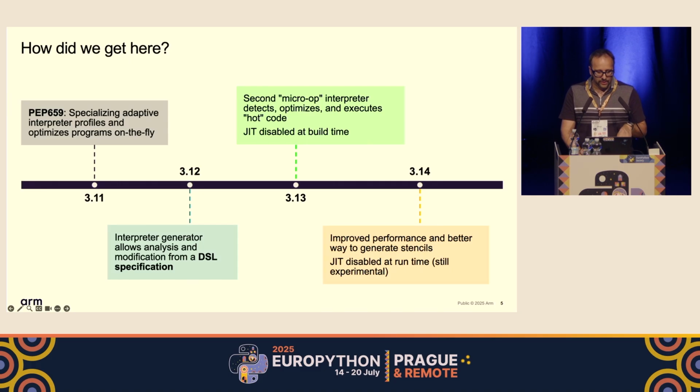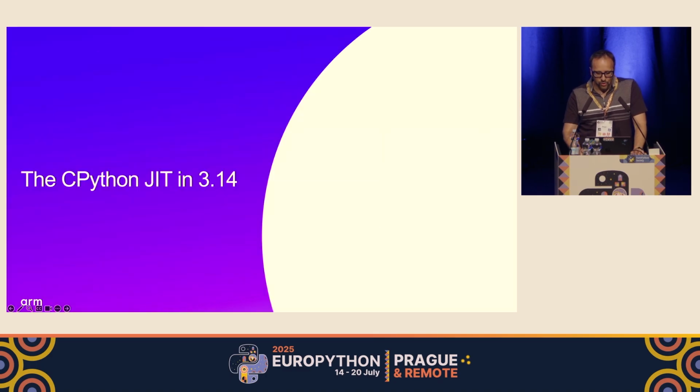And now, in 3.14, the experimental JIT is more accessible to users. It improves micro-op performance, and it adds infrastructure for better code stencil generation. So the JIT is not just a shortcut, but is actually the result of many years of foundational work to modernize the CPython execution pipeline. So let's go into more detail on how the JIT works in 3.14.